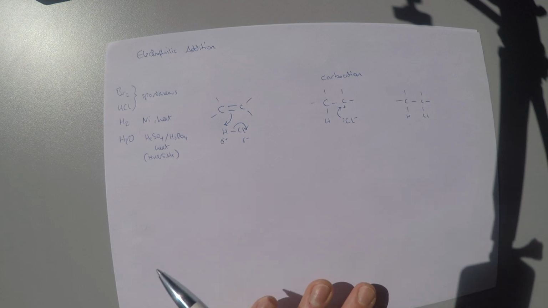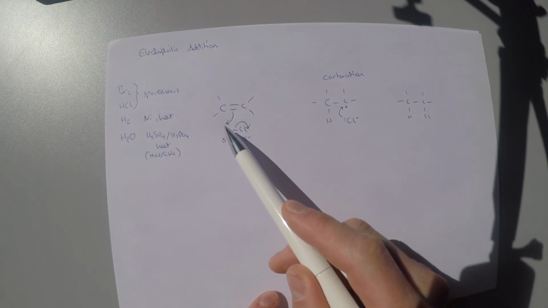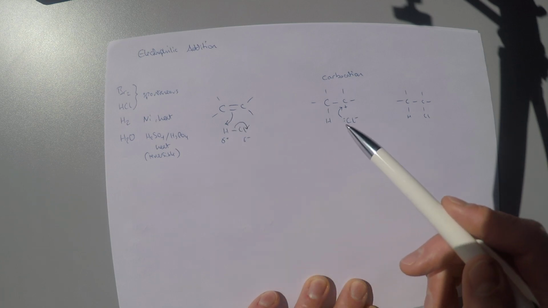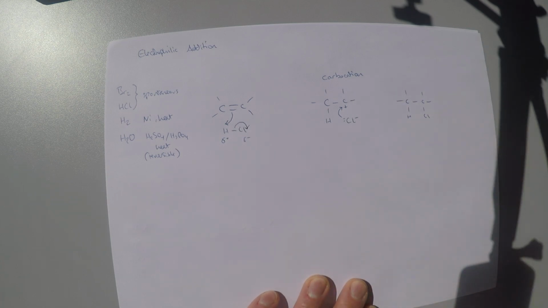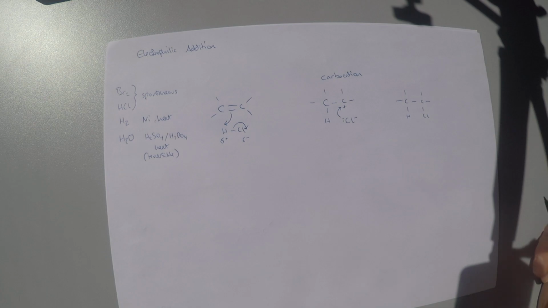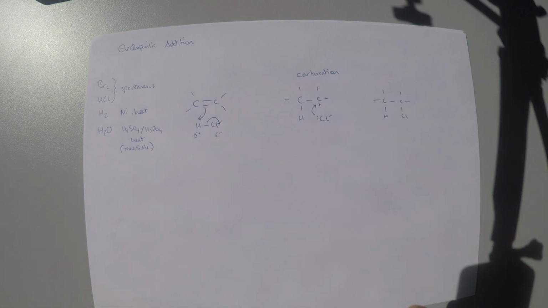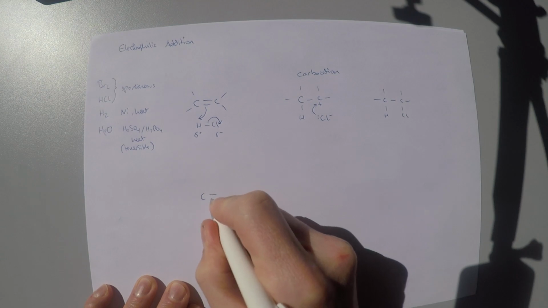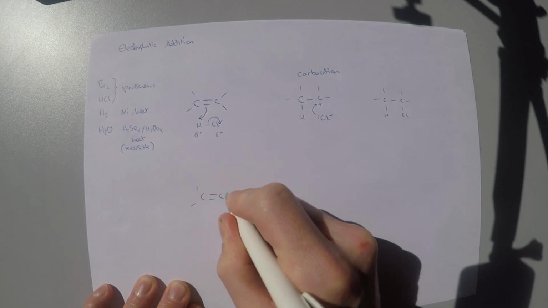If you're using water, you'd see something very similar happen, where you'd have the hydrogen bonding onto one of the first carbon, and then the OH would then attract onto the carbocation. So that's the mechanism. To predict the products of an asymmetric alkene with an asymmetric electrophile, we can use propene as an example.